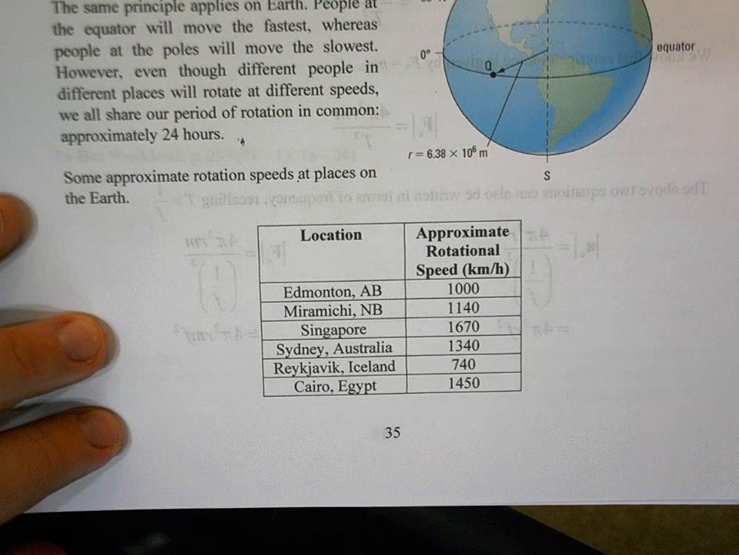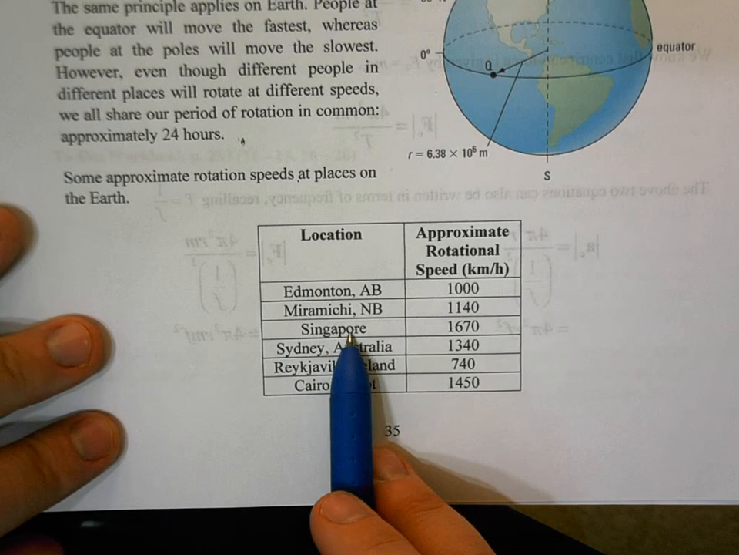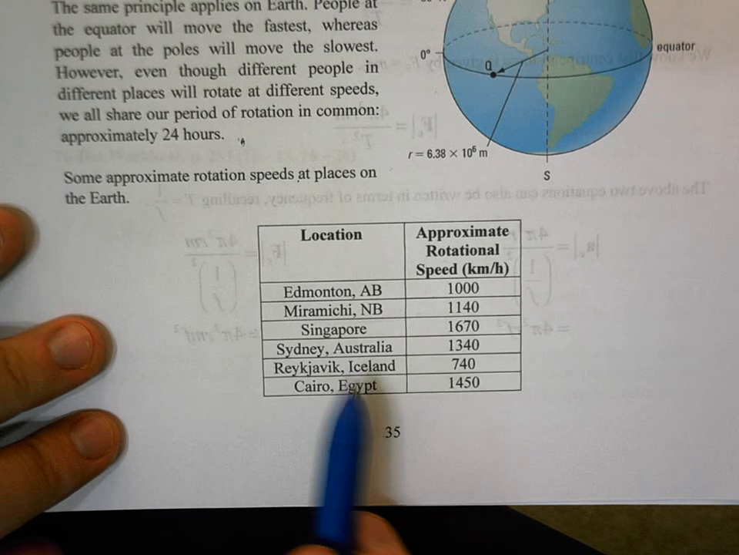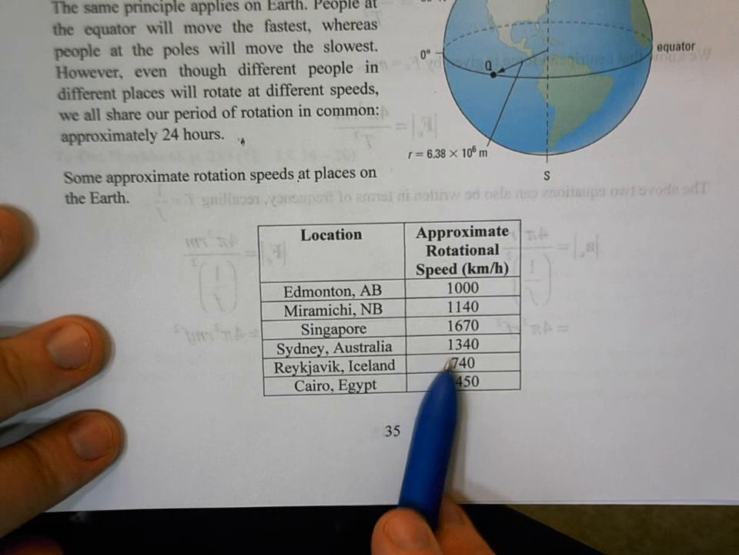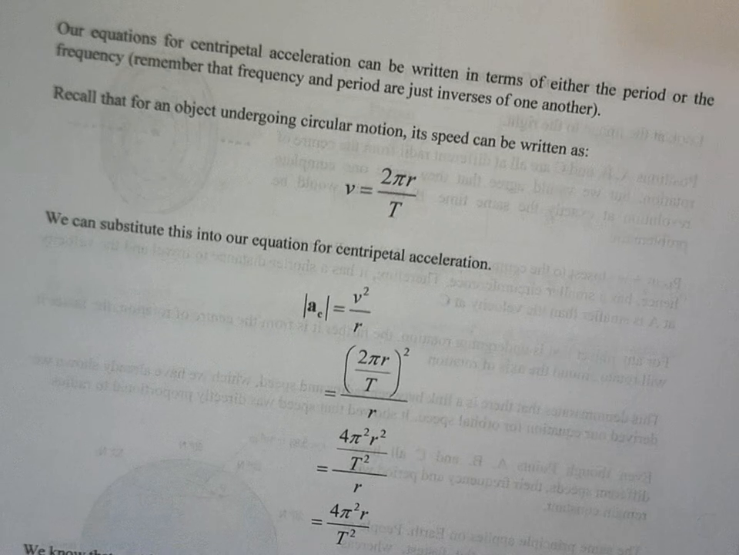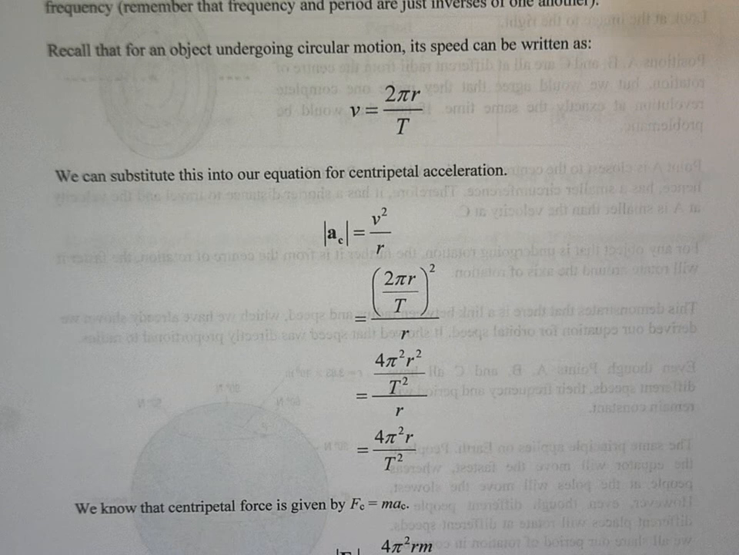I just threw in some approximate speeds of rotation at places. So we see Singapore being close to the equator, it's got a pretty large rotational speed. But when we look at something like Reykjavik in Iceland, Iceland's pretty far north, it's going to have a much slower rotational speed. So with that said, we'd like to incorporate period and frequency into our equations for centripetal acceleration and force.